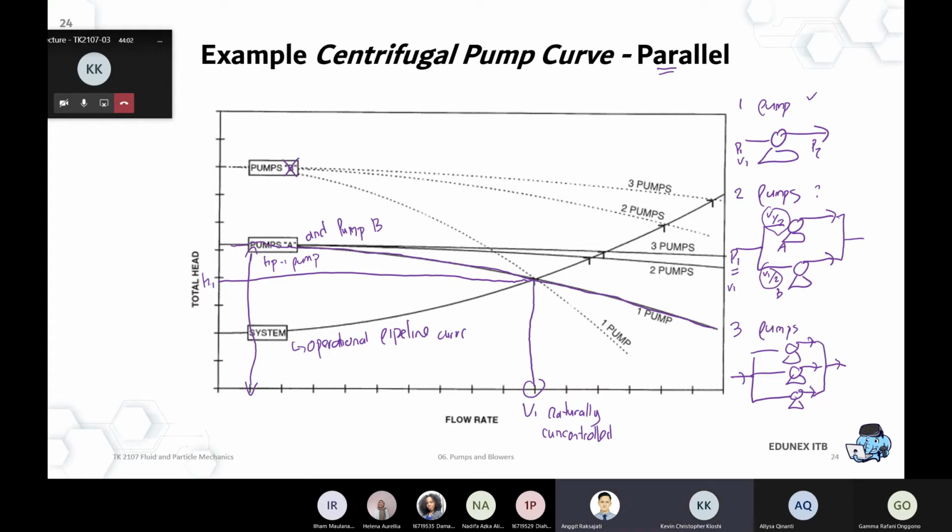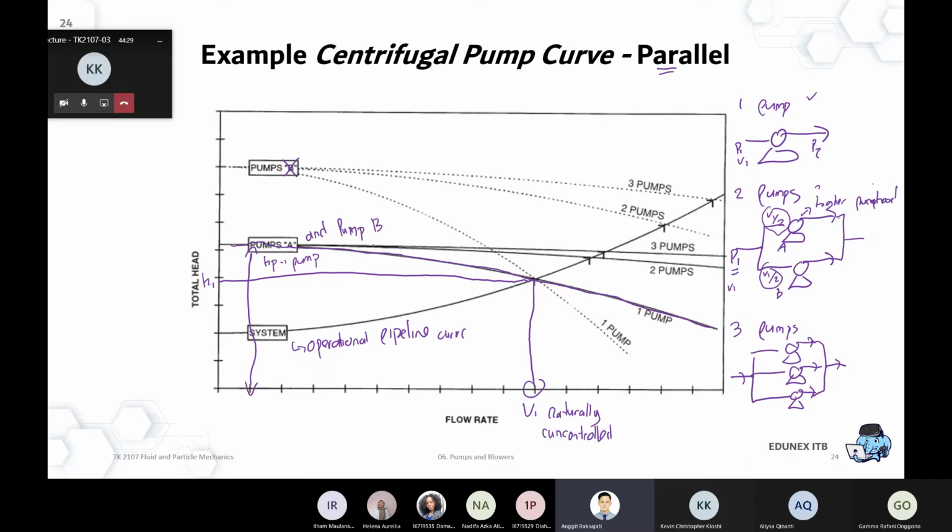Higher head, sir. Yep, that's correct. So one pump now will result in a higher head. Okay, it will result in a higher pump head. Why? Because using the same pump, you just receive 50% of the feed. That means you can generate a higher pump head. That means you can deliver at a higher discharge pressure.